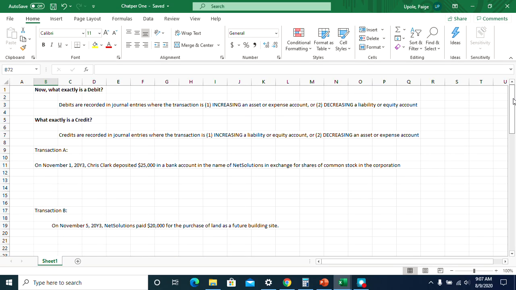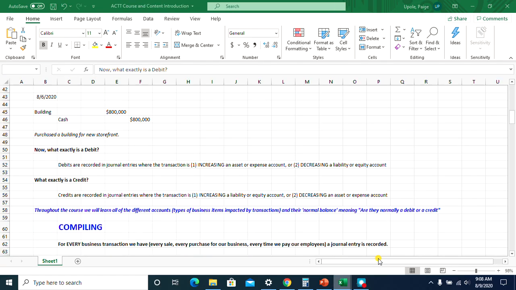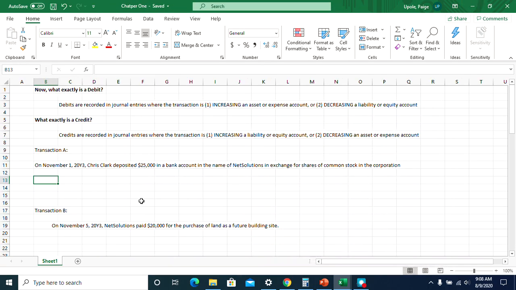Alright, so this is the same exact transaction you just saw on your slide. So now I just want to prepare it in the form of a journal entry. And I pulled these concept reminders from our spreadsheet accounting course and content introduction that is available. So again, on November 1st, Chris Clark deposited $25,000 in a bank account in the name of Net Solutions in exchange for shares of common stock in the corporation.